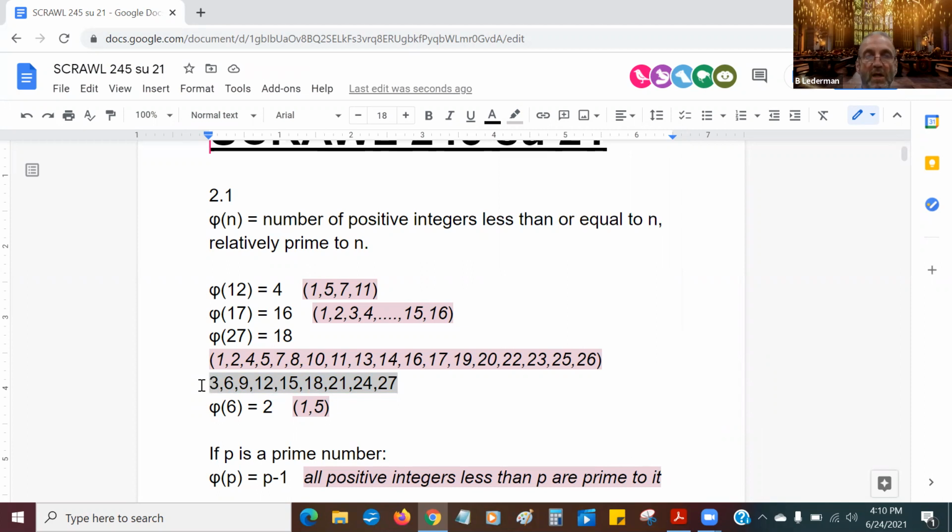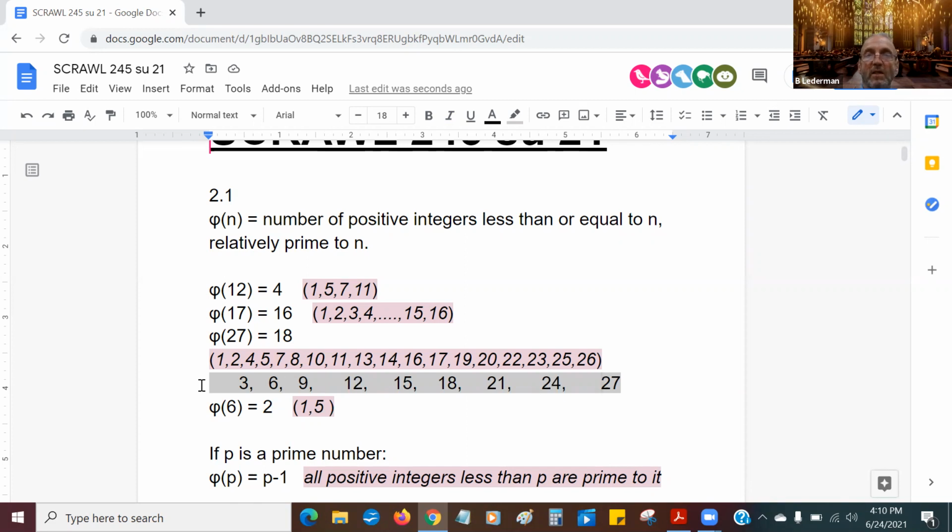And I guess if I want to space them out, the 3 kind of fits in there, and the 6 kind of fits in there, and the 9 kind of fits in there, and the 12 kind of fits in there. These are the numbers that got left out. I'm just going to show you these are the numbers that are getting left out.